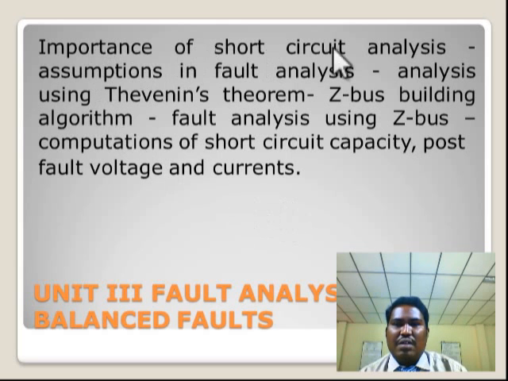The importance of short circuit analysis, the assumptions while you consider your fault, the analysis using Thevenin's theorem and the Z-bus building algorithm, fault analysis using Z-bus, and computation of short circuit capacity and post fault voltage and currents. These are the parameters we are going to determine using this unit. It is also one of the short circuit analysis portions, and it is quite useful for power system planning, operation and monitoring.